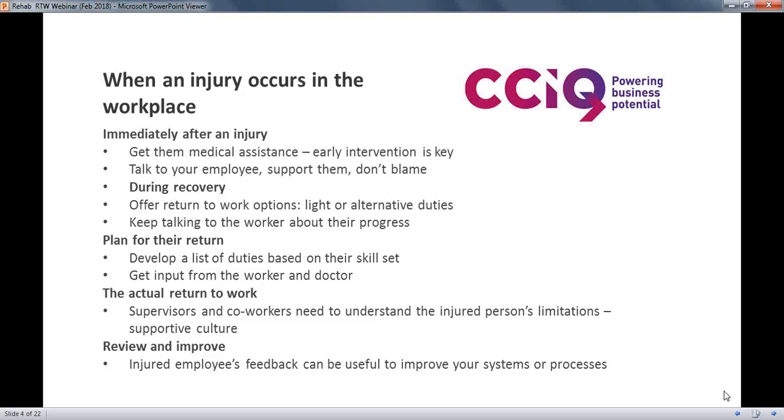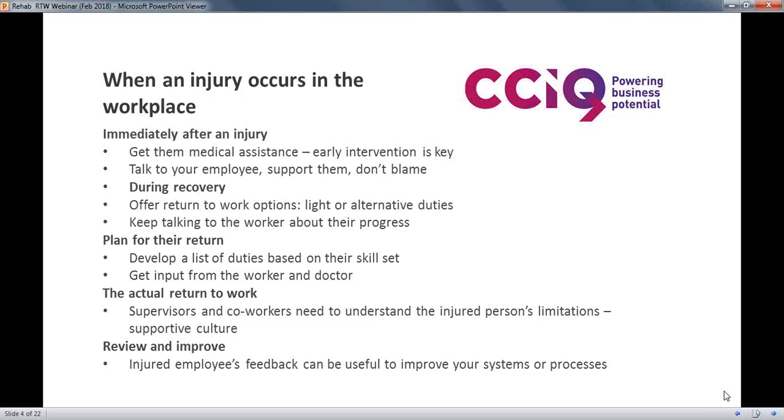So when you're planning for the return, as part of what I will cover in more depth, you're developing a list of duties based on what their skill set is, what they can reasonably do, and it's important really to get input from the worker and the doctor as well. And when the person walks back in the door, the actual return to work, everybody else needs to be aware. So the supervisors and co-workers need to understand the injured person's limitations. And really you need to make sure there's a supportive culture there for that person to come back to.